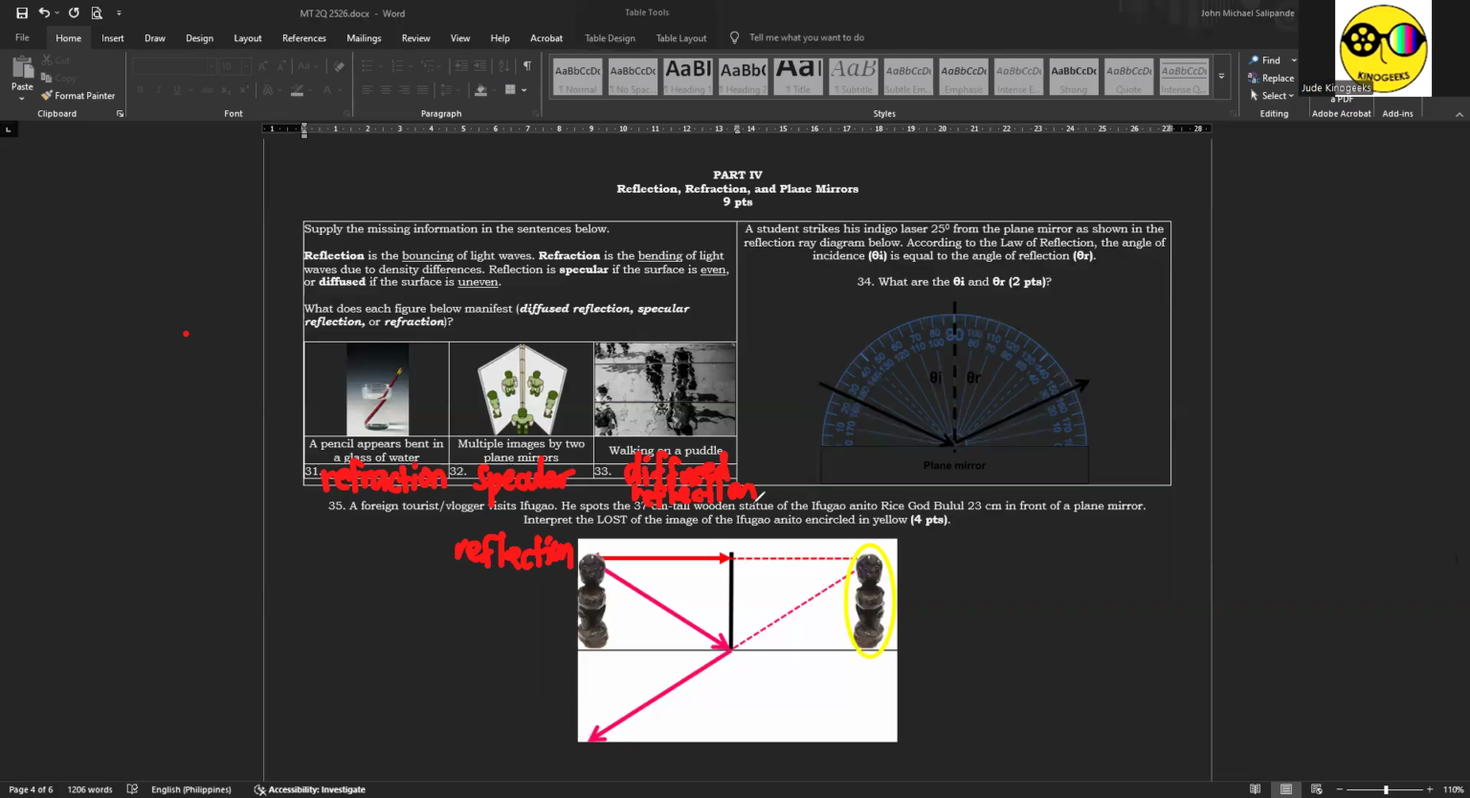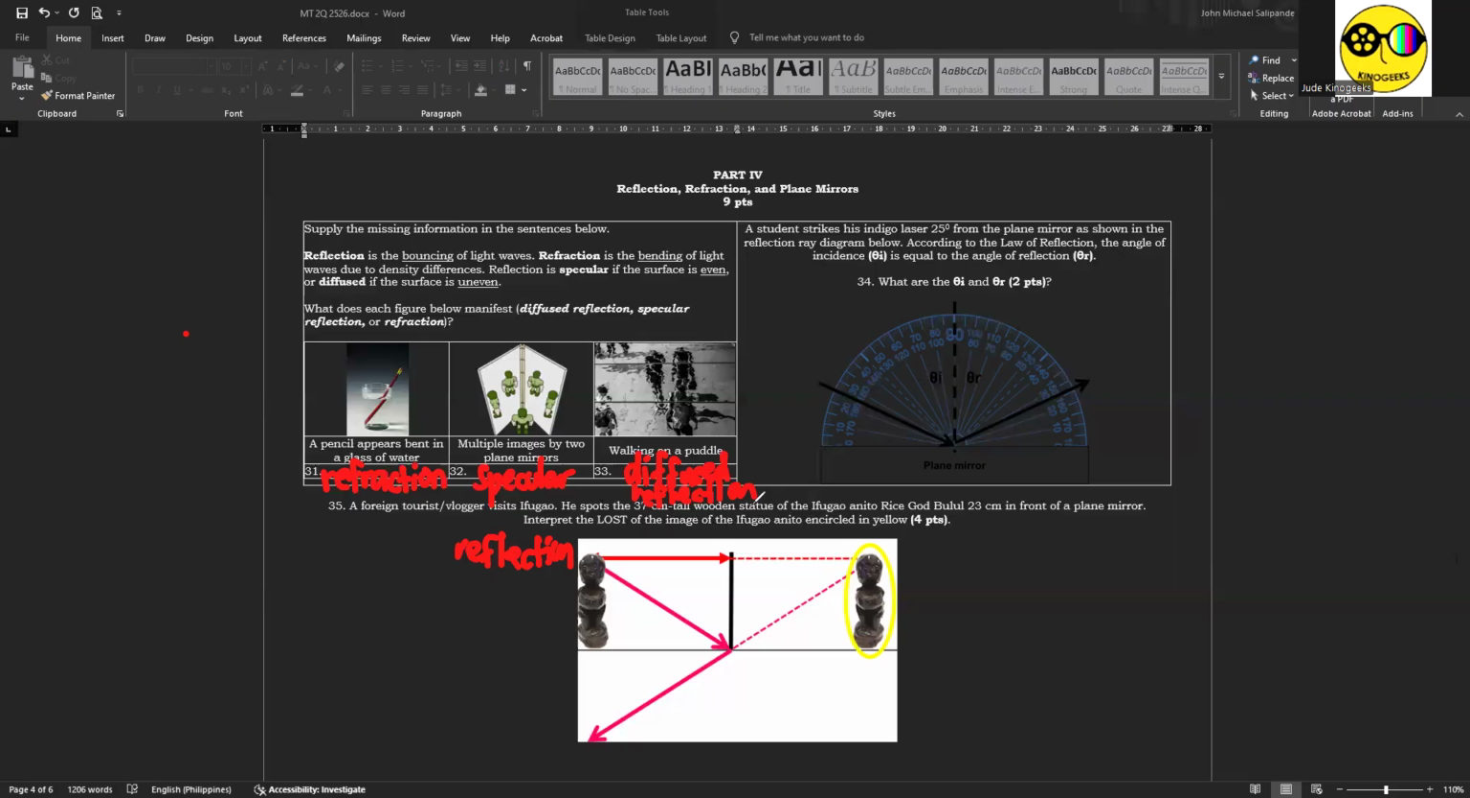Next, a student strikes his indigo laser 25 degrees from the plane mirror as shown in the reflection ray diagram below. According to the law of reflection, the angle of incidence, theta I, is equal to the angle of reflection, theta R. What are theta I and theta R? Most of you always assume that just because the arrows landed on those angles, they're automatically theta I and theta R, when it's actually not.